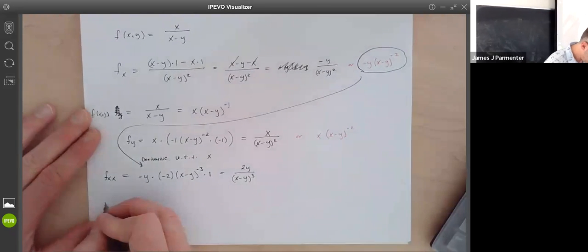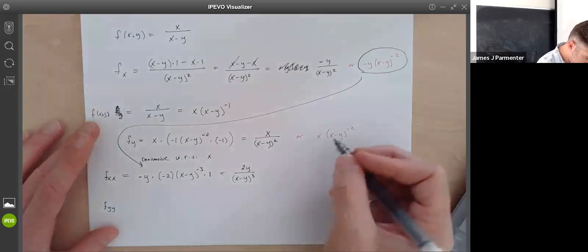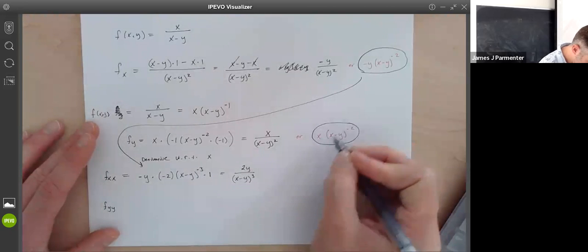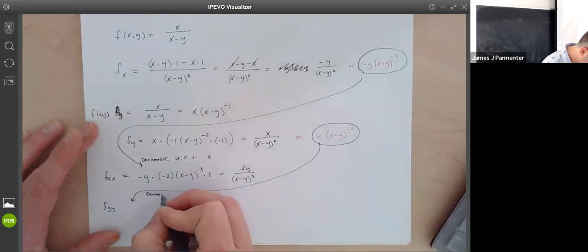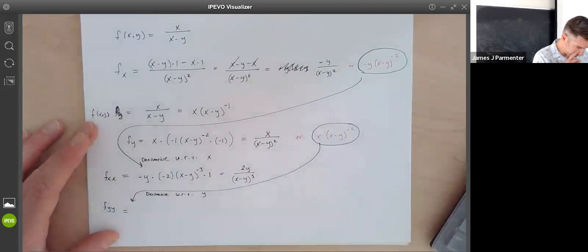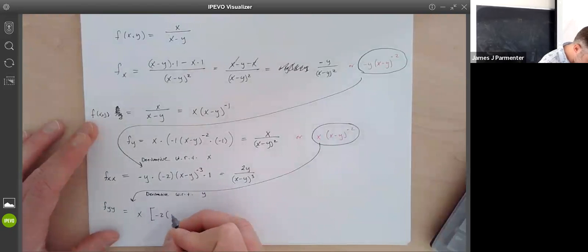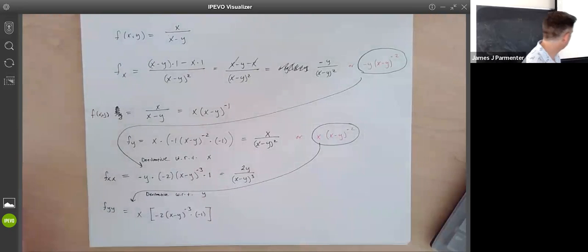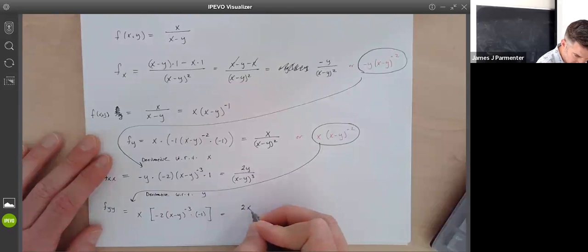In a similar way, we're going to find f y y. So I'm going to take this part here, and then we're going to take the derivative of that with respect to y. So let's see, the x hangs out, and I'm going to get a minus 2 times x minus y to the negative third times a negative 1. And I'm going to simplify that as well. It's going to be a positive 2x over x minus y cubed.